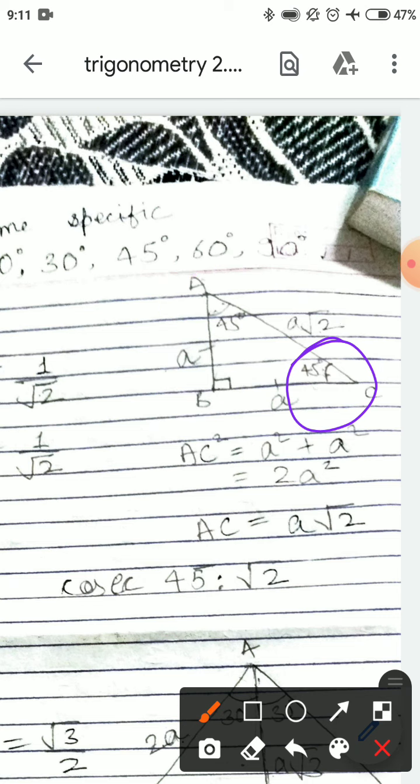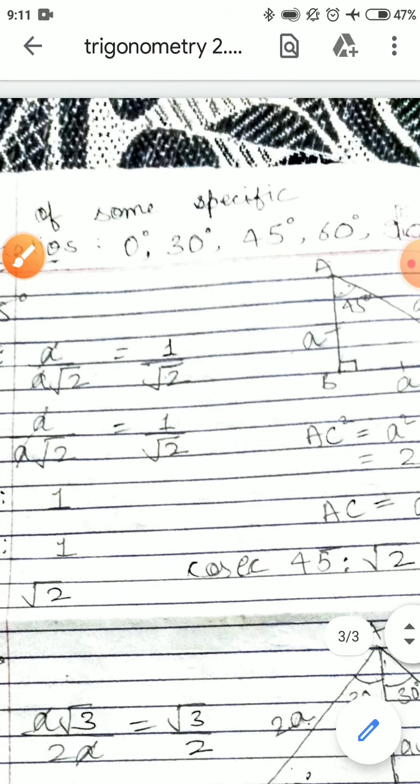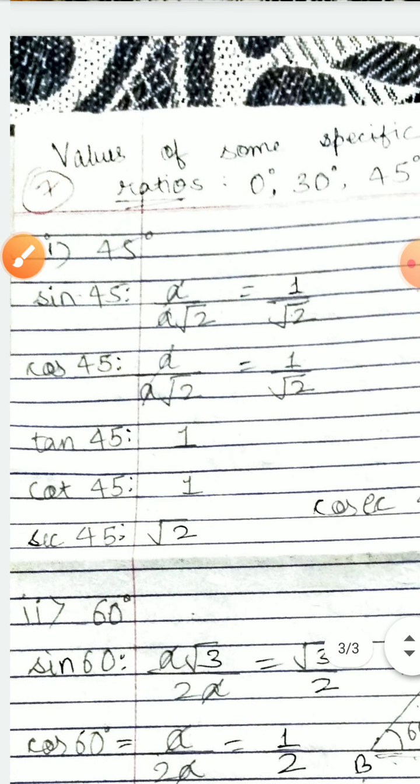And the same way if we take cos 45, then it will be side BC upon side AC. So clearly in both of them we can see that a will be cancelled with a, so what we are left with is 1 by root 2. So the value of sine 45 and cos 45 is 1 by root 2. Now we know that tan theta is the ratio of sine theta to cos theta. So if we divide 1 by root 2 with 1 by root 2, we'll get 1. So the value of tan 45 is 1.